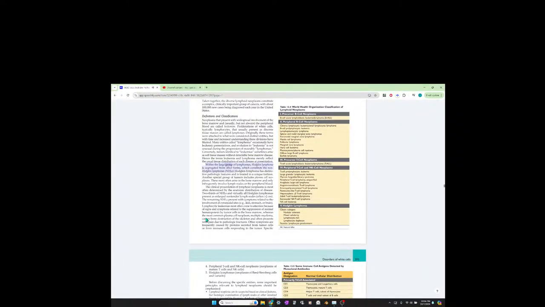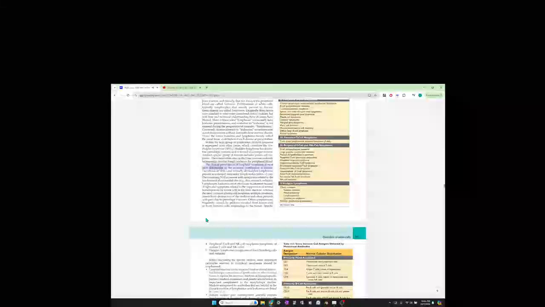Within the large group of lymphomas, Hodgkin lymphoma is segregated from other forms, which constitute the non-Hodgkin lymphomas. Hodgkin lymphoma has distinctive pathologic features and is treated in a unique fashion. Another special group of tumors includes plasma cell neoplasms. These most often arise in the bone marrow and only infrequently involve lymph nodes or the peripheral blood.